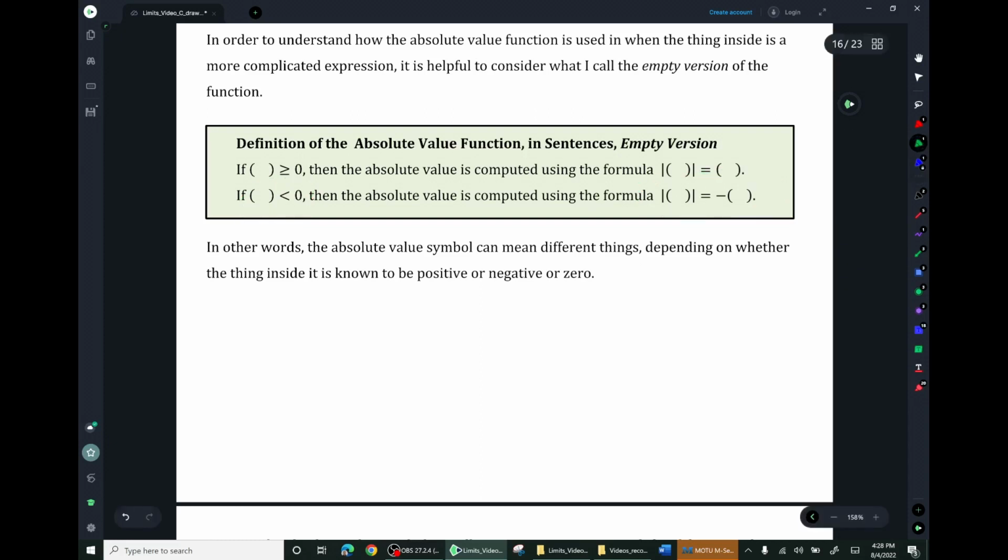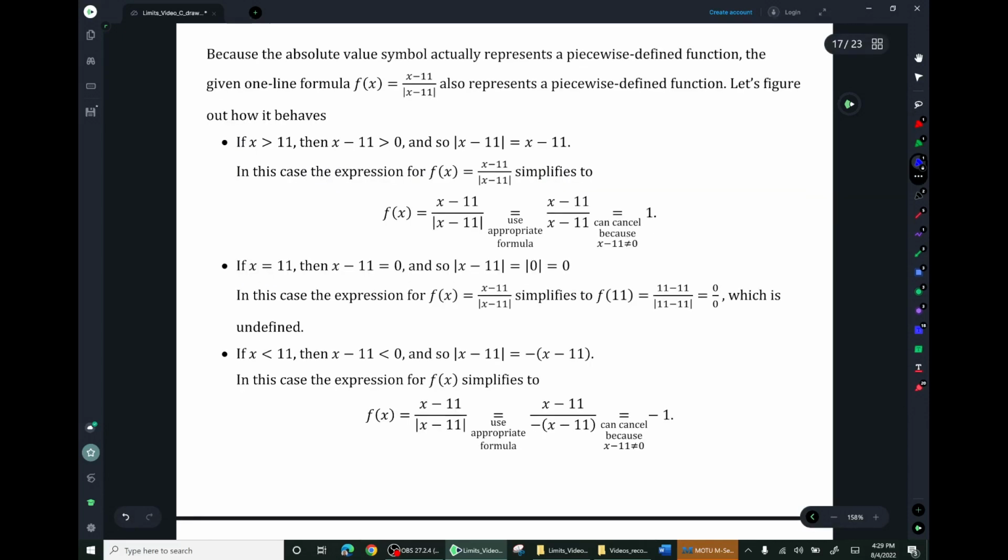So in other words, to be clear, the absolute value symbol can mean different things depending on whether the thing inside of it is known to be positive or negative or zero. Now, because the absolute value symbol actually represents a piecewise defined function, this given one-line formula for f of x also represents a piecewise defined function. Let's figure out how that function behaves.